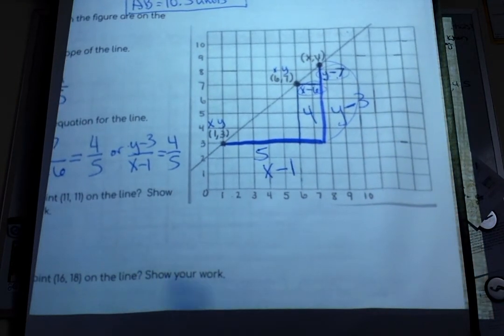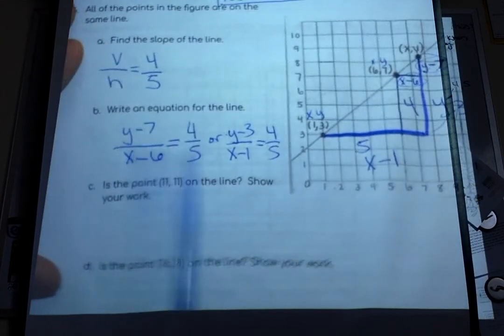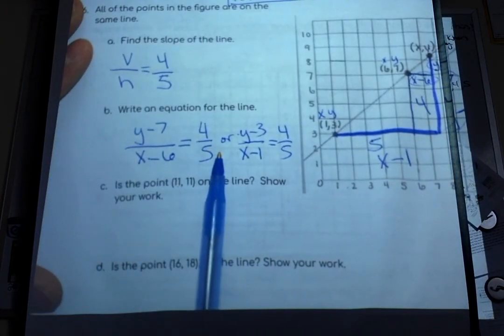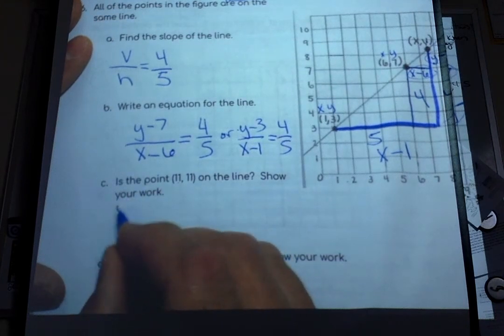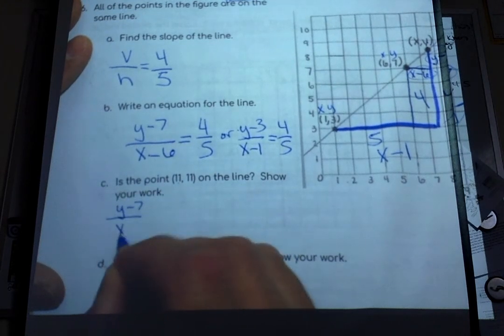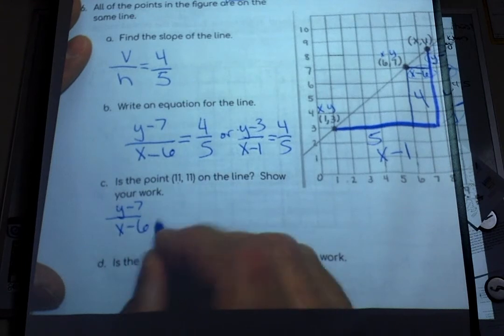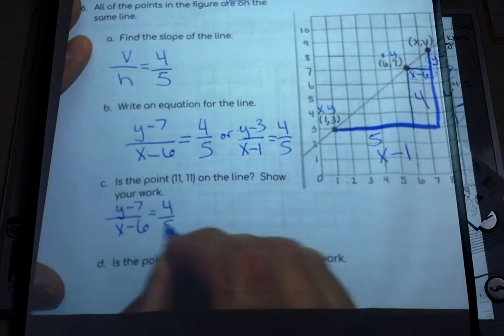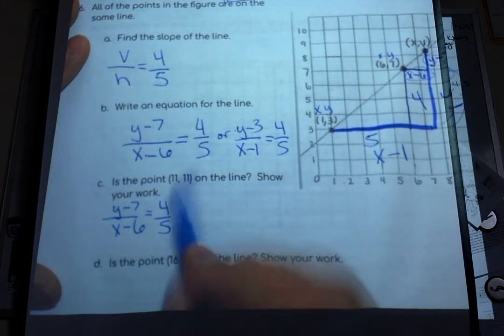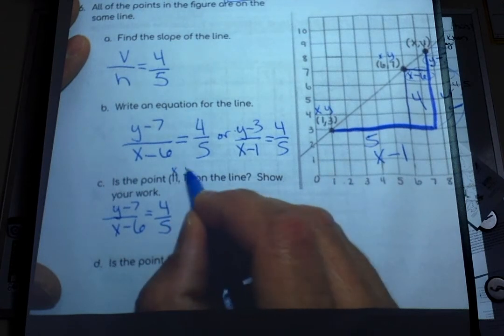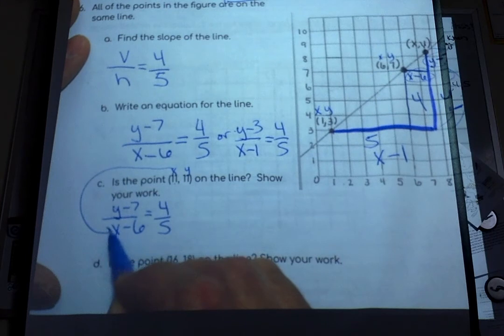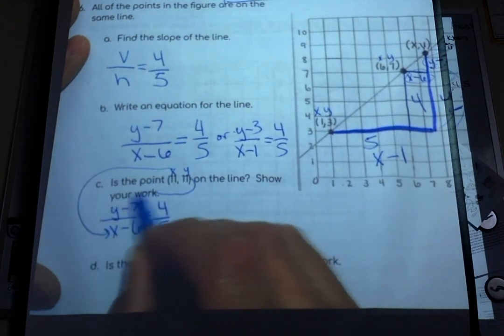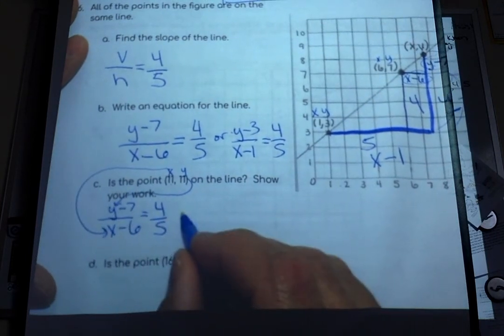So what we're going to do is pick one of the two equations we came up with. It doesn't matter which one you pick. I want to pick the first one, just because it's first. I want to use y minus 7 over x minus 6, which has to equal 4 over 5. So I'm going to substitute. Here's my x value and y value. I'm going to substitute my 11 in for my x, and my other 11 in for my y. So it would look like this.